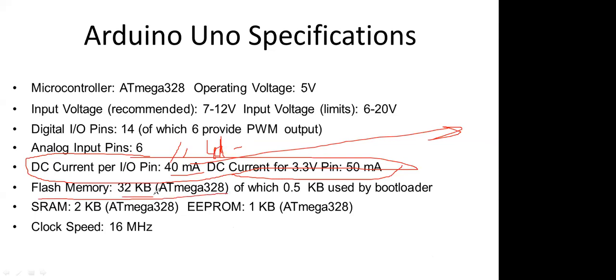There is 32 KB of flash memory, of which 0.5 KB is used by the bootloader inside this microcontroller. This one is the RAM, that is 2 KB, EEPROM is 1 KB, and the clock speed is 16 megahertz, which is the operating speed of that microcontroller.